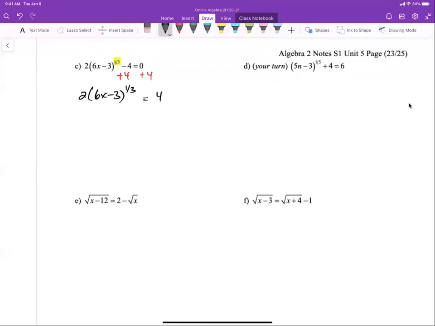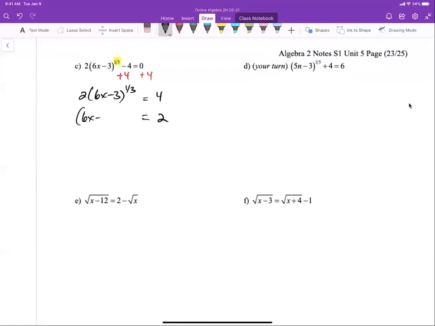I need to divide by 2 on both sides, and I will get the answer that is equal to 2. Okay, now how do I get rid of this 1/3 power? Let me clean this up a little bit.